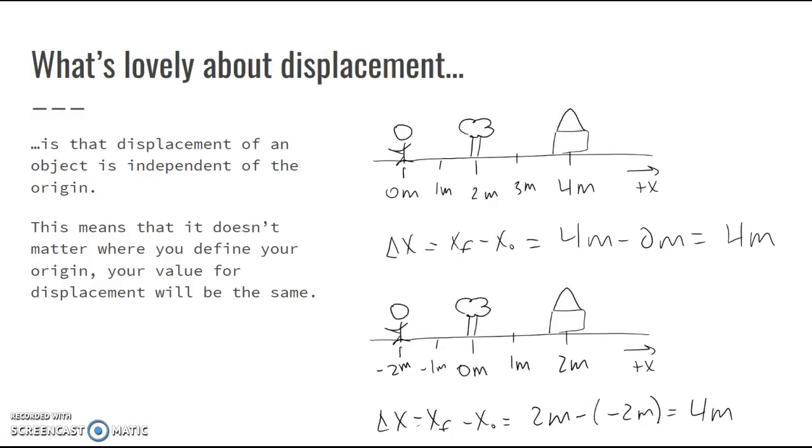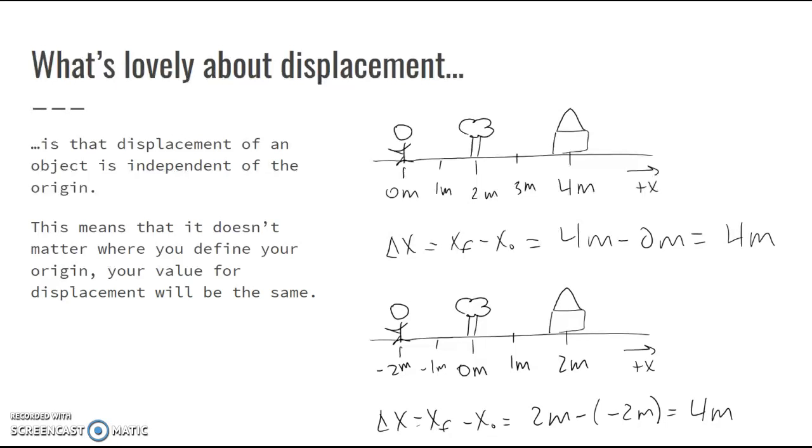Our value of displacement is going to be the same no matter how we compute it, right? So you might be solving a problem, you put your 0 at one spot, and you find your displacement to be 6 meters to the right. Someone else solves a problem, puts their 0 somewhere else, and they end up with the same answer in the end. So that's what's really great, right?